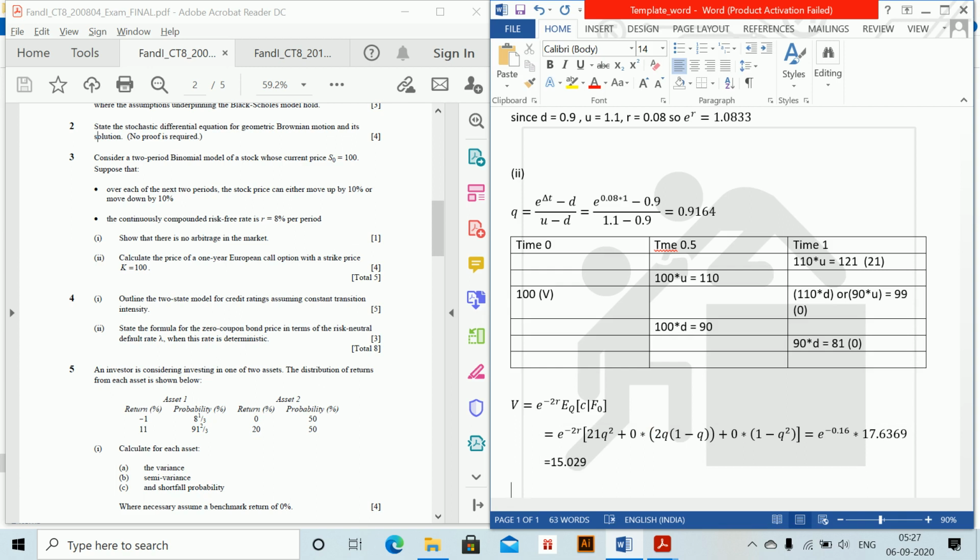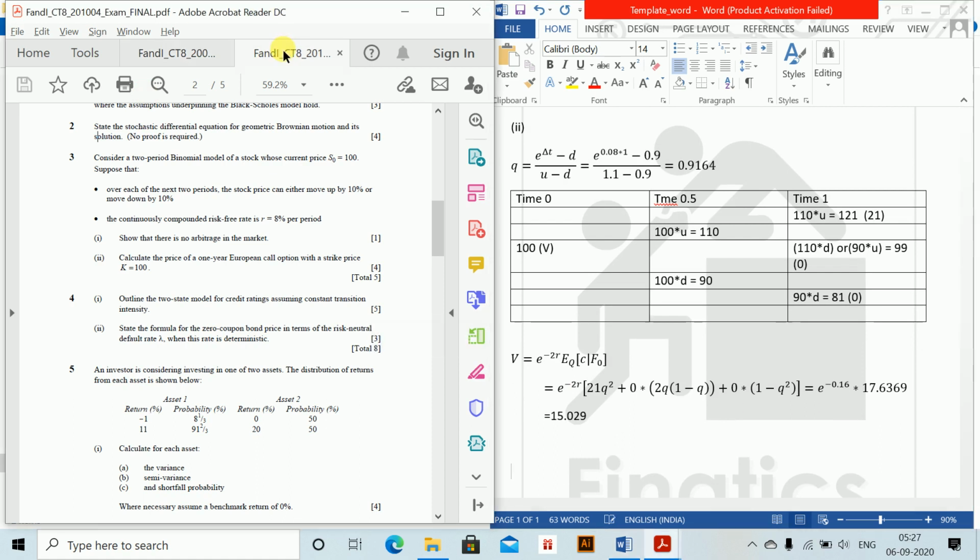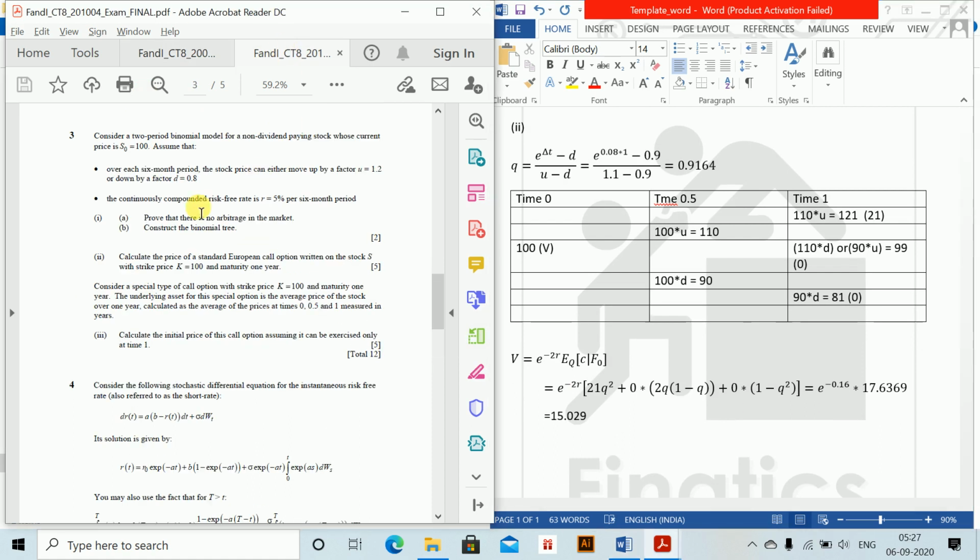Okay, so this is how you calculate the binomial tree in Excel. Doing one more sum. Assume a two-period binomial tree of a non-dividend paying stock whose current price S0 is equal to 100. Assume that over a 6-month period the stock price can either move up by factor u equal to 1.2 or down by factor 0.8. The continuously compounded risk-free rate R is equal to 5% per 6 months. Prove that there is no arbitrage in the market. Construct the binomial tree.